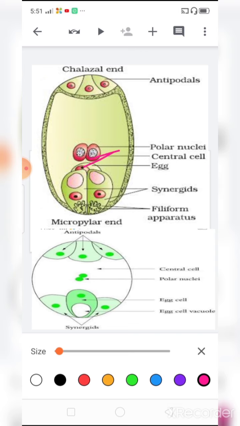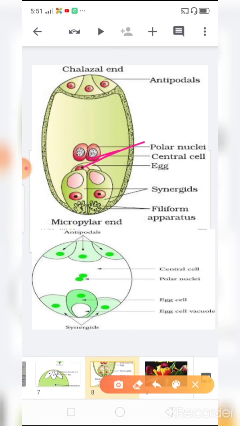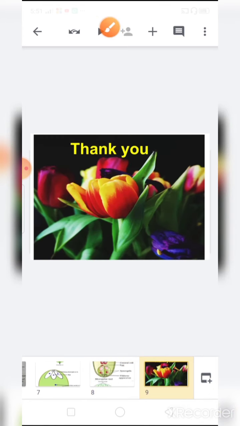This egg cell fuses with the male gamete and forms the embryo. Thank you.